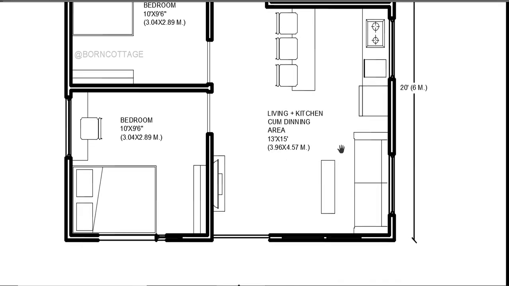So we have living plus kitchen cum dining area. You can see here the sofa arrangement, tea table arrangement, even on the front wall, and two large size windows for ventilation and light purpose. And we have a dining counter with 3 chairs. On the right side we have a kitchen cabinet with burner, sink and refrigerator arrangement, and two large size windows for ventilation and light purpose of this area.